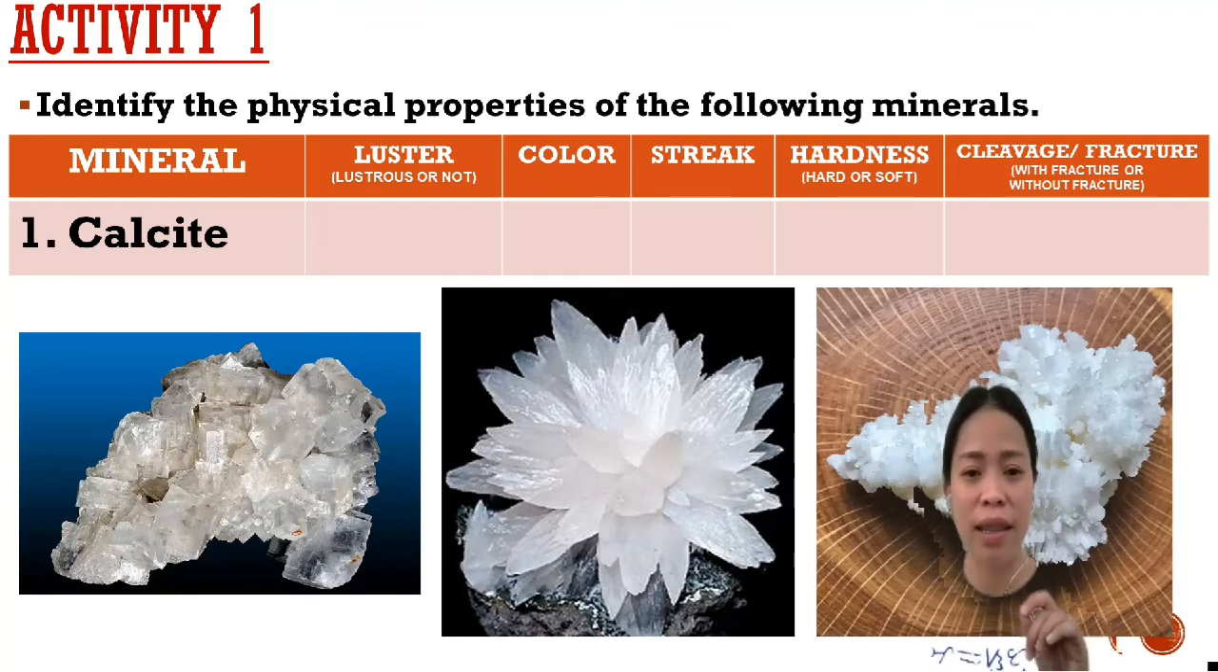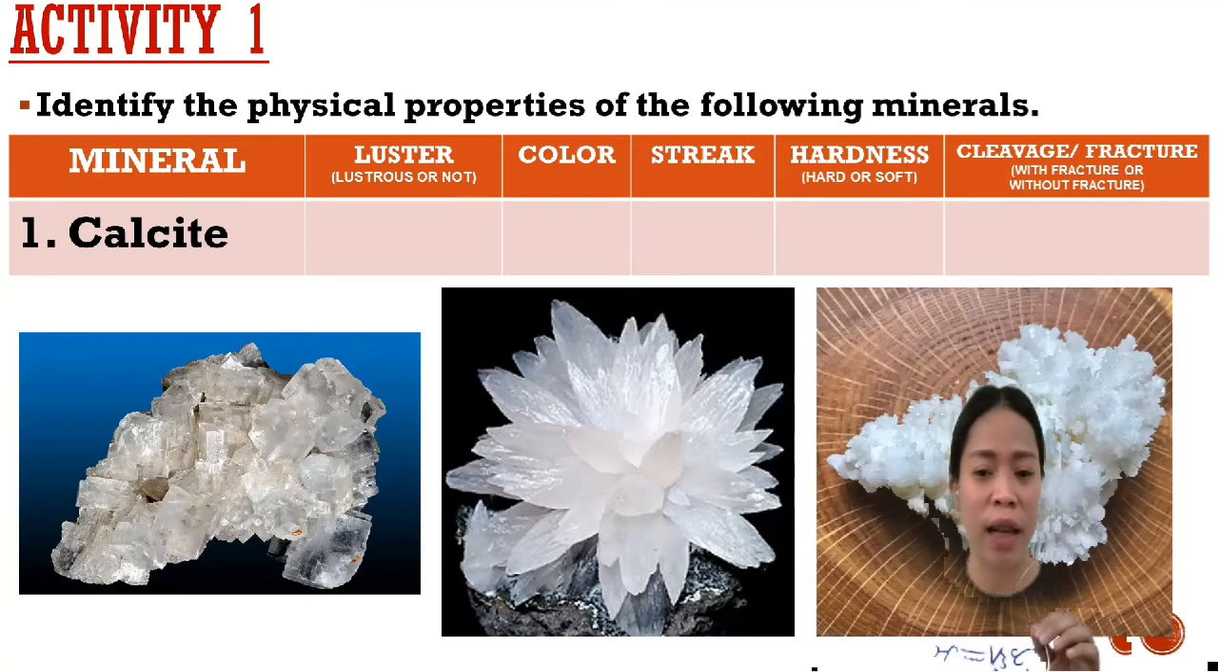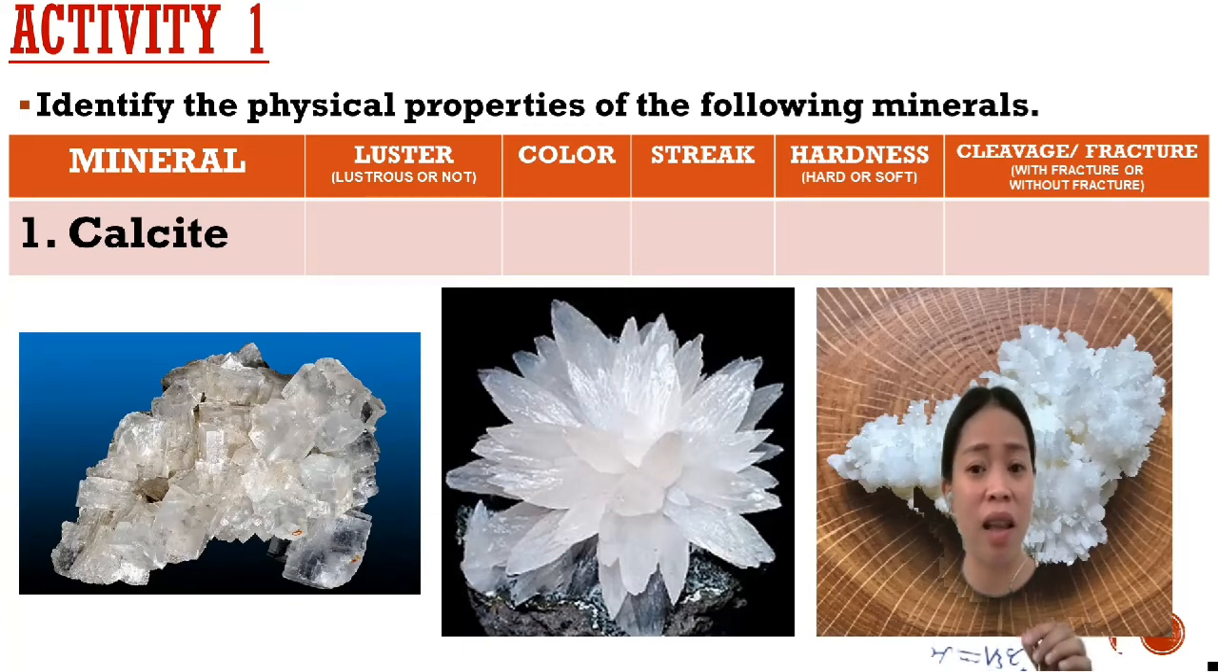How about the color? Some of the minerals have different colors, but let's see what is the color of calcite. Let's identify according to the pictures on the screen. Yes, good. That is color white. How about streak? We cannot tell because we do not have calcite and we cannot scratch it or drag it across the surface. Hardness. Based on the picture, can you tell, is it hard or soft? Yes, somewhat hard, somewhat soft. How about the cleavage or fracture? Very good. It has cleavage or it has fracture.